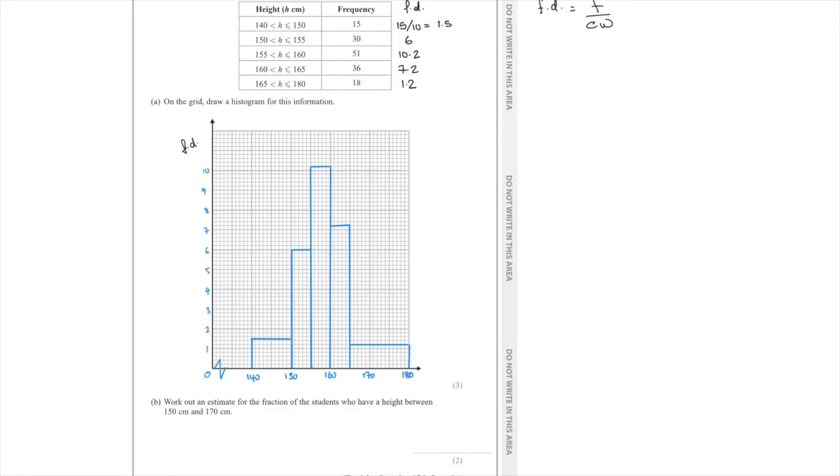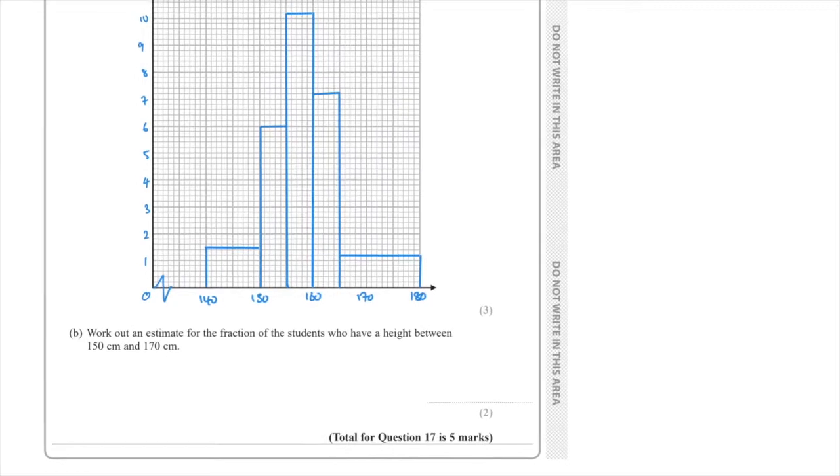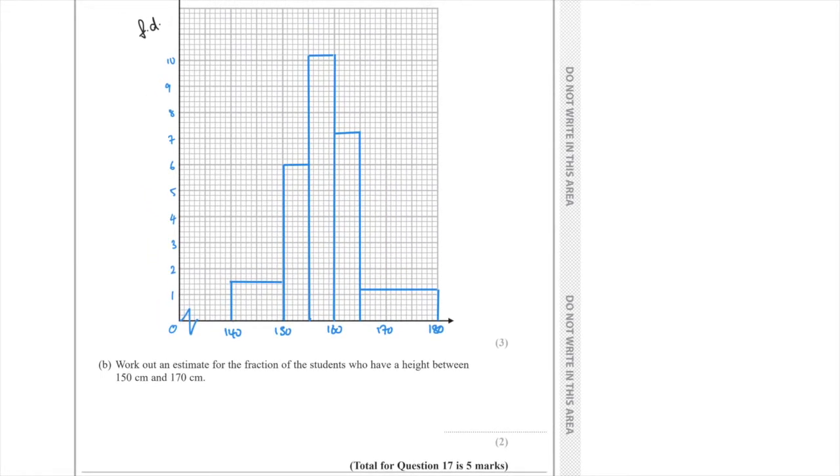Okay, there we go. Not exactly my best work, but I've got 3 marks. This is when it gets a little bit hairy scary. So let's just zoom in so we can talk at length about this. So here we've got work out an estimate for the fraction of students who have a height between 150 to 170. Now, 150 is here, 170 is there. Sorry, 170 is here. And they want to know how many students will have that. They give you 2 marks for that.